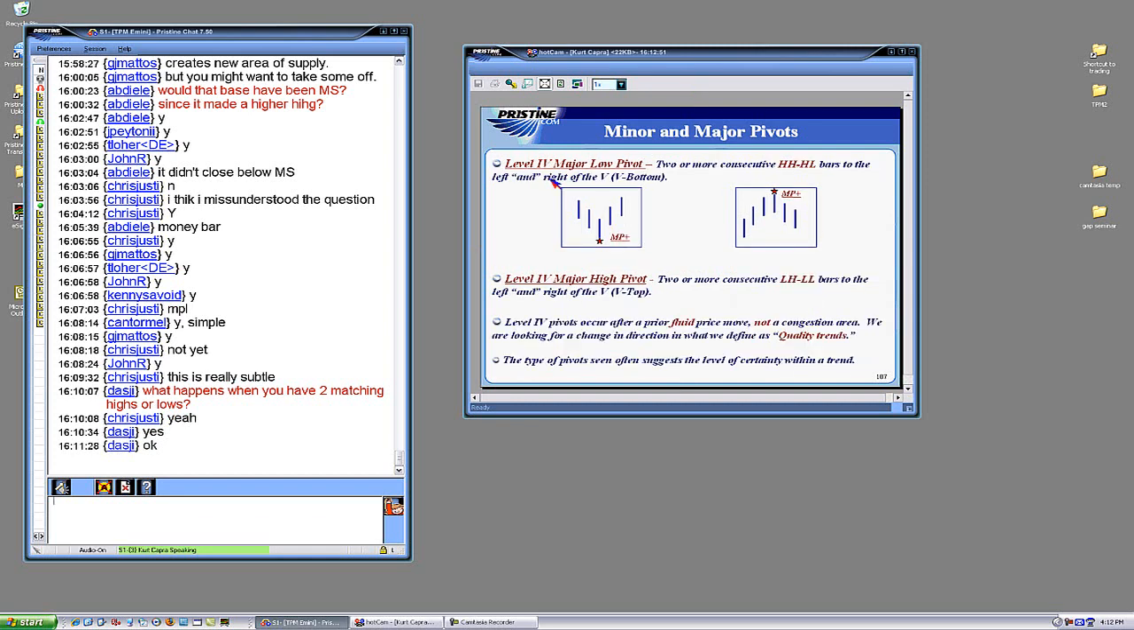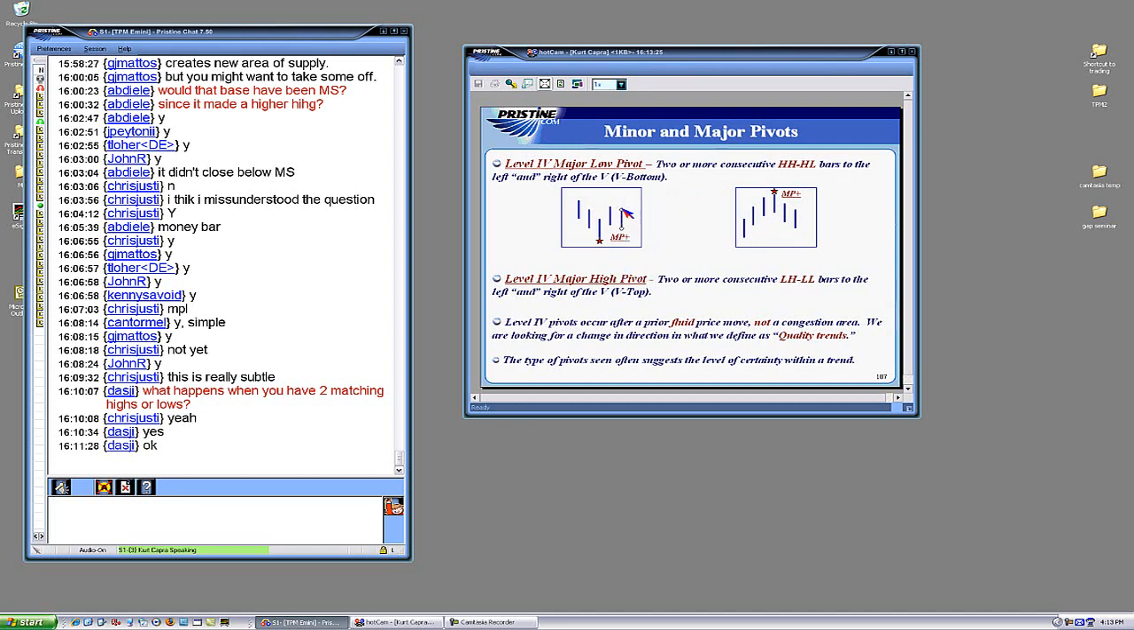And our level 4 major pivot highs and lows will be defined by 2 or more consecutive higher high, higher low bars to the left and to the right. Level 4 major pivot high, 2 or more consecutive lower high, lower low bars to the left and the right. So in this example, it's got to be consecutive.